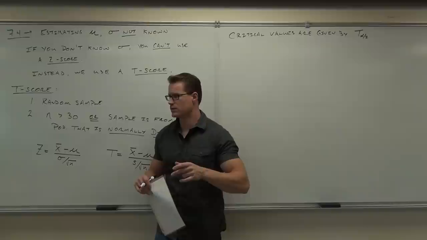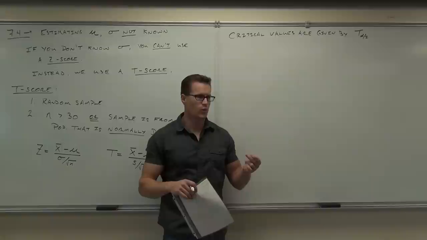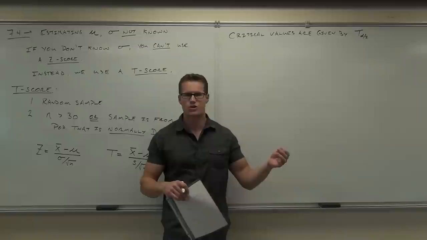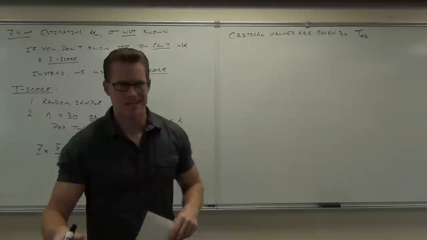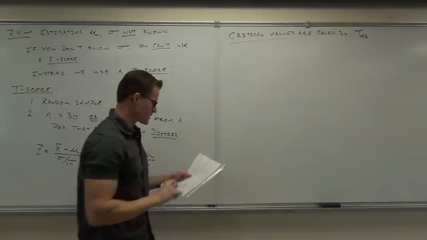If your confidence is 95%, what's your alpha? 0.05. How about your alpha for 0.99? 0.01. Those things have to add up to 1, right? They're complementary. So we split that because we get those two tails for our confidence intervals. That's the same stuff that we've been talking about. So critical values are given by T's instead of Z's. That's basically all I'm saying there.